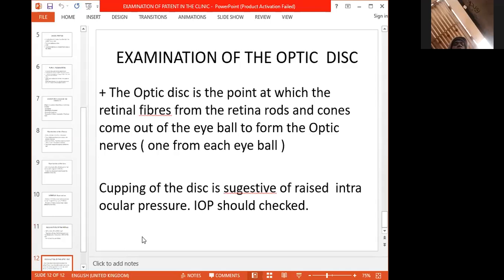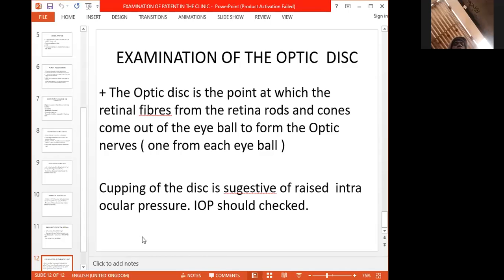Look at the optic disc. The optic disc is the point at which the retinal fibers from the rods and cones, which are the sensory organs in the retina, come out of the eyeball to form the optic nerves. That point at which those fibers come out of the eyeball, that's the optic disc.